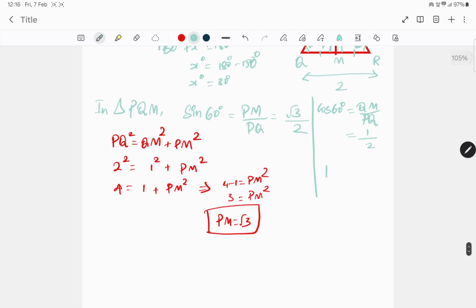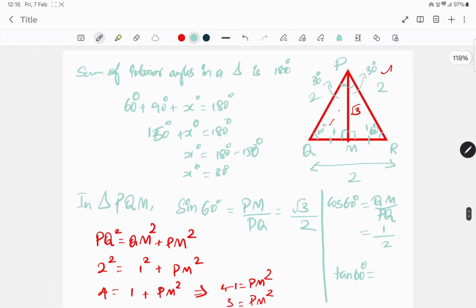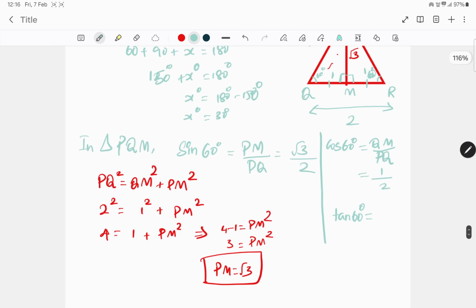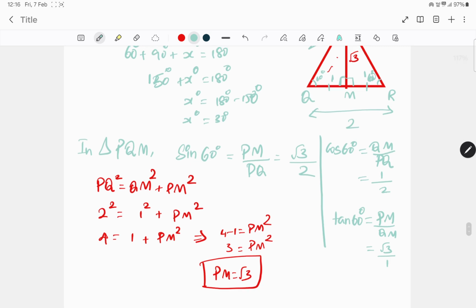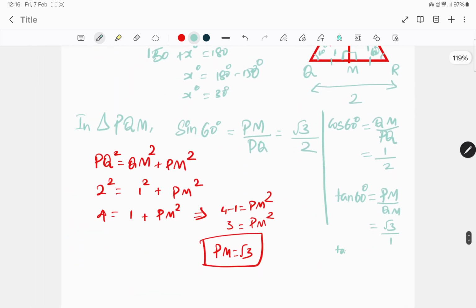Now we can find tan 60 degree. Tan 60 degree equal to the opposite side by the adjacent side for the 60 degree, that is PM by QM. PM value is root 3, QM value is 1. Yeah, right. Then tan 60 degree equal to, what is the answer? Root 3.